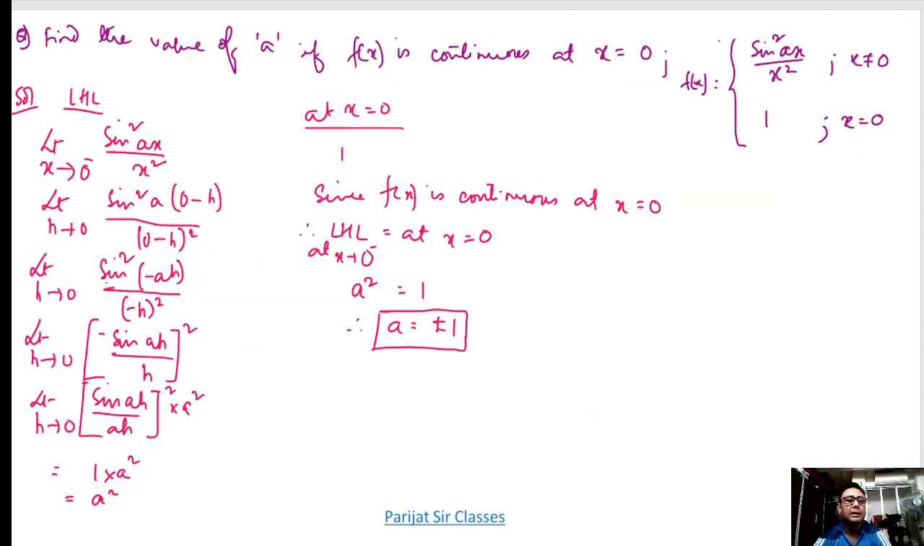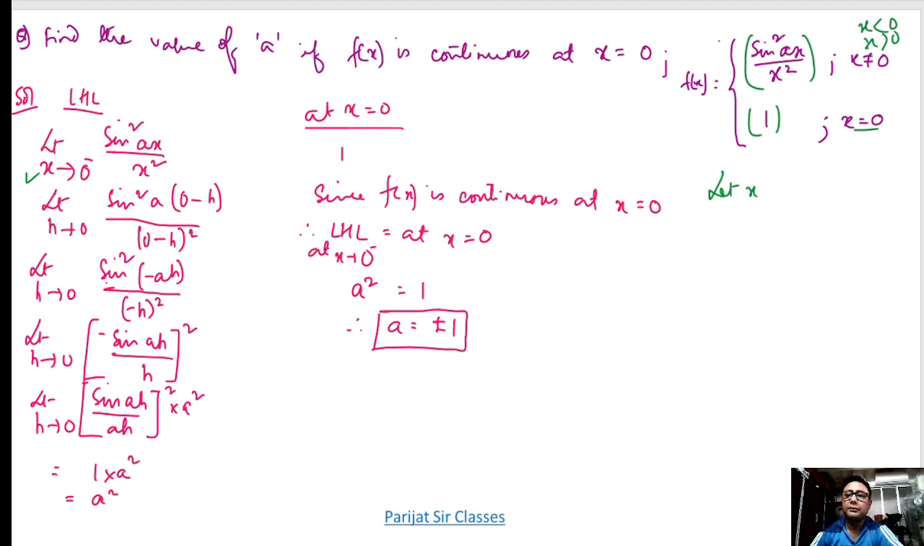Similarly, let's see the next sum. Find the value of a if f(x) is continuous at x equal to 0. So for x less than 0 and x greater than 0, I will choose this function. At x equal to 0, I will choose this function. So let us take the less than 0 part. Left hand limit, x tends to 0 minus.